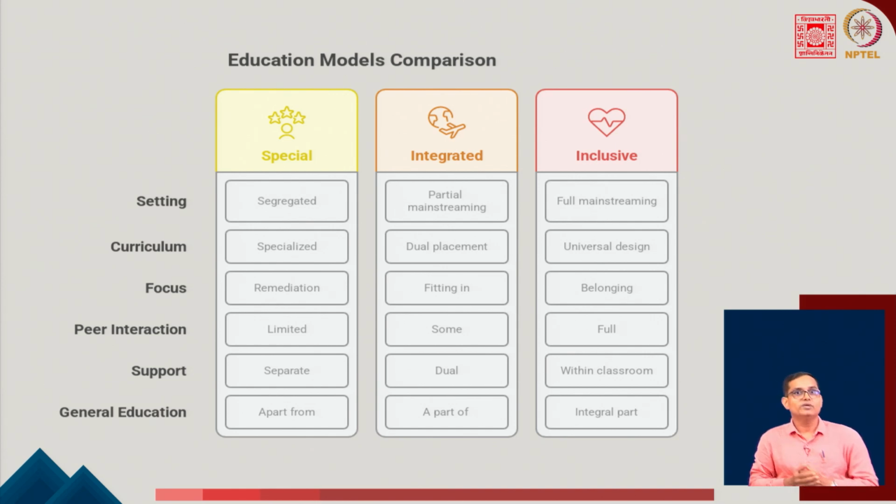On the basis of setting, we can say that special education is based on a segregated setting, whereas integrated education is based on partial mainstreaming and inclusion is based on full mainstreaming. As far as curriculum is concerned, special education considers a specialized curriculum, whereas integration believes in dual placement, whereas inclusive education believes in universal design for learning for all.